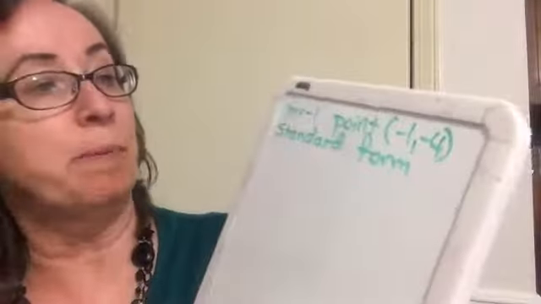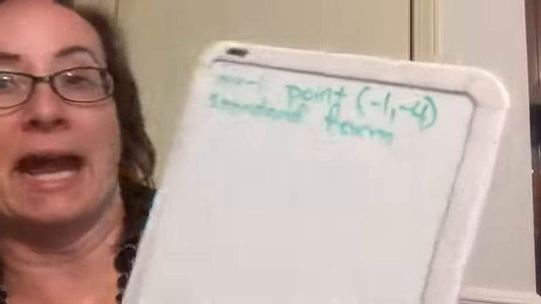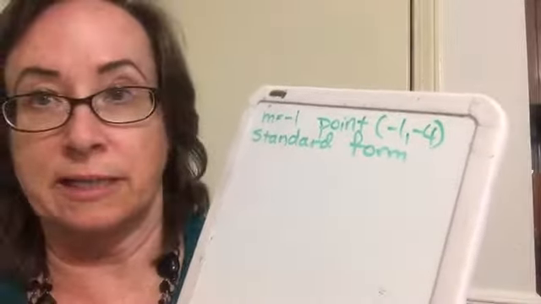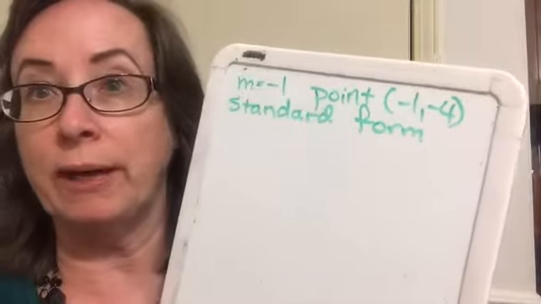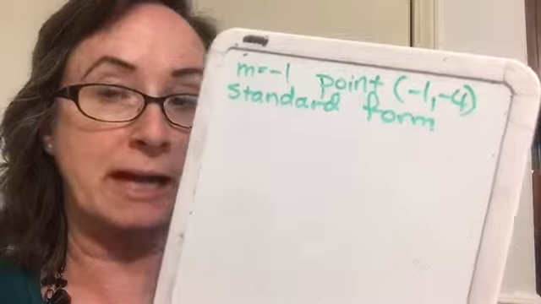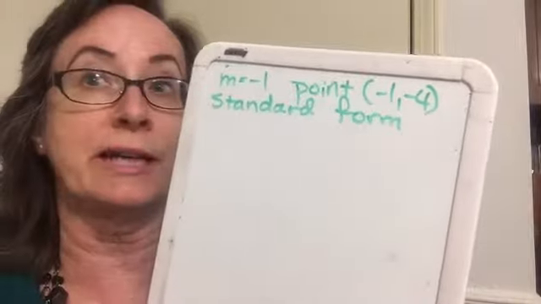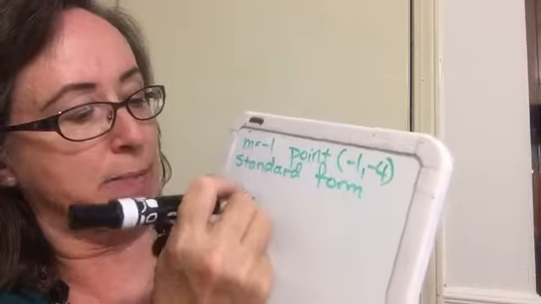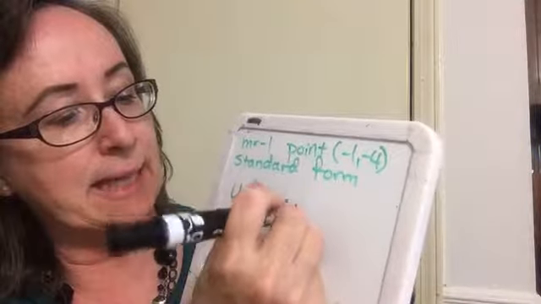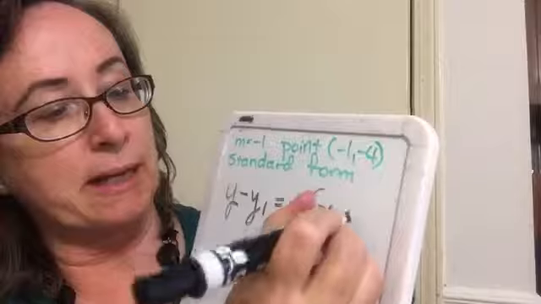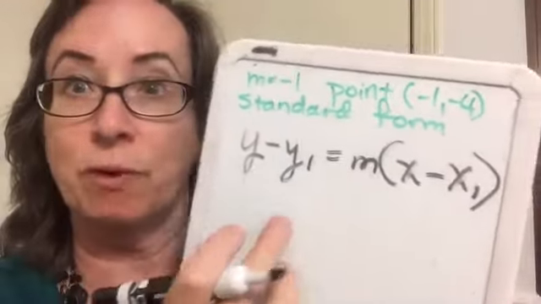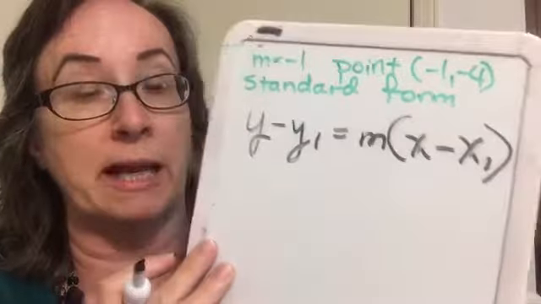Okay, here's our 4th problem, and we are given a slope and a point that is not the y-intercept. So we're going to use the point slope form of the line, and then we need to turn it into standard form. So remember, your point slope form is y minus y1 is m times x minus x1. And remember, we derived that form of the line from the slope formula.